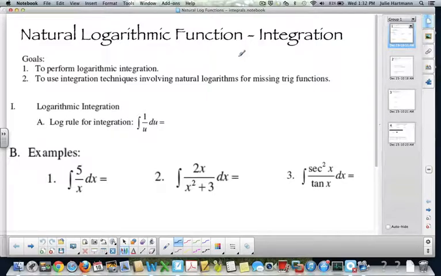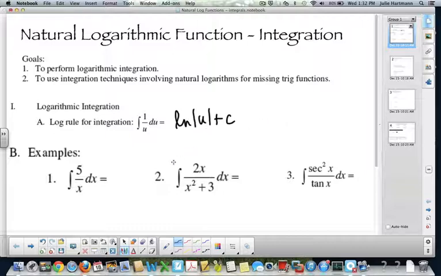All right, now we're on to integrals of natural logs. So basically, log rule for integration. The integral of 1 over u du is ln of |u| plus c. Yes, the absolute value piece is in there. It has to be in there because it could be either one, just like we had shown you with the derivative, how it comes out. That's how you do it.